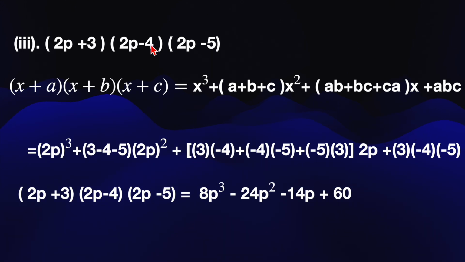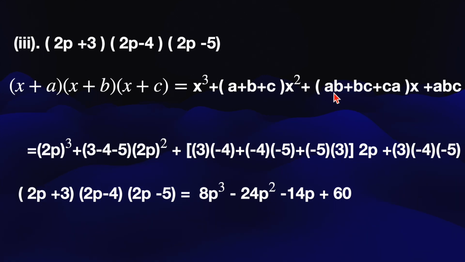Be careful here with the signs also. And c is minus 5. And this x is 2p. So put down this value. Where x is, you should write down 2p. So (2p) whole cube plus (a + b + c). So what is 3 plus minus 4 plus minus 5? 3 minus 4 minus 5, into x square. So x is 2p, so write 2p in brackets whole square. Okay, now put a big bracket.